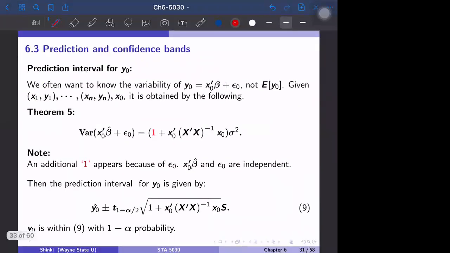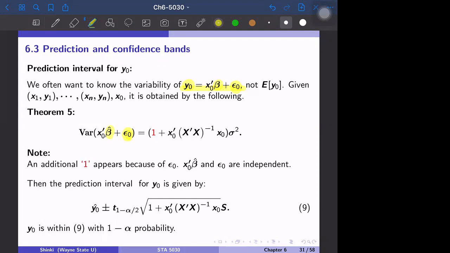How do we calculate the prediction interval for y naught? We start with the original linear model, y is equal to x beta plus epsilon. For a new y0, we have two sources of variability. One is in the estimate of beta. Beta is only estimated, so beta hat has some variability. The other is epsilon naught, which is an intrinsic error that we cannot avoid even if the model is perfect. So epsilon also has some variability, randomness.